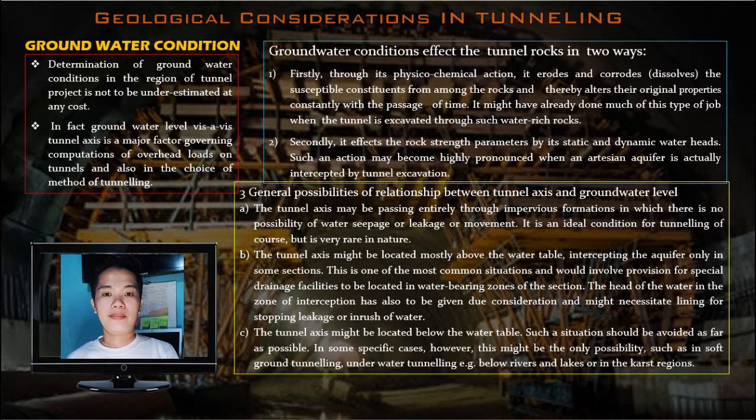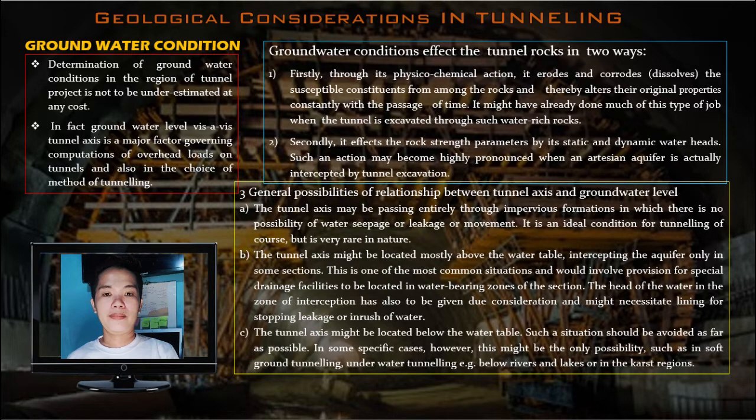Number two, the tunnel axis might be located mostly above the water table, intercepting the aquifer only in some sections. This is one of the most common situations and would involve provision for special drainage facilities to be located in water-bearing zones of the section. The head of the water in the zone of interception has also to be given due consideration and might necessitate lining for stopping leakage or inrush of water.